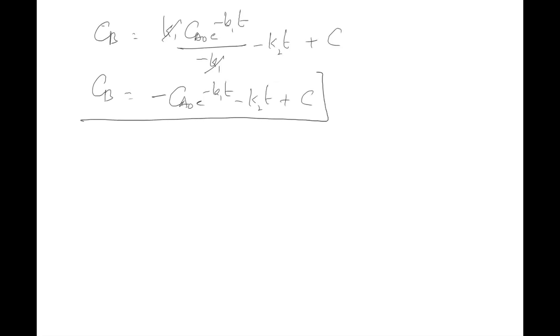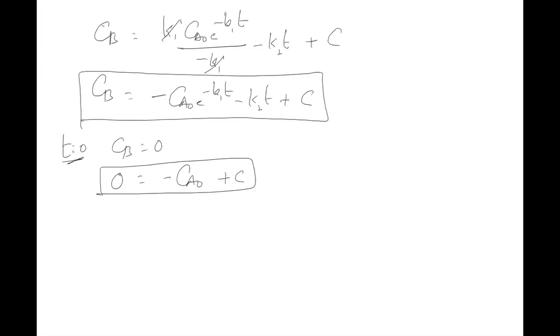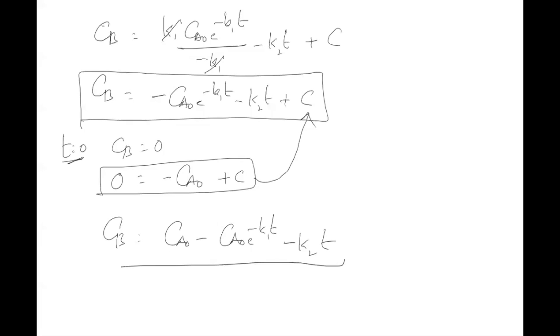Plus, at time t equal to 0, CB equal to 0. So 0 equal to... See, what is C? C is CA naught. This is what C is.